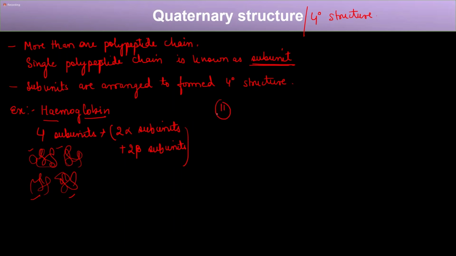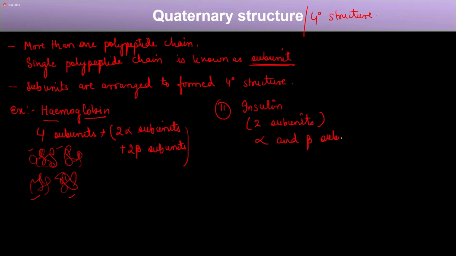The first example is hemoglobin. The second example is insulin. Insulin is a hormone that regulates the blood glucose level. This insulin also exists in quaternary structure. But one of the differences between the structure of insulin and hemoglobin is that hemoglobin has 4 subunits, while insulin has 2 subunits. And the names of these subunits are alpha and beta.